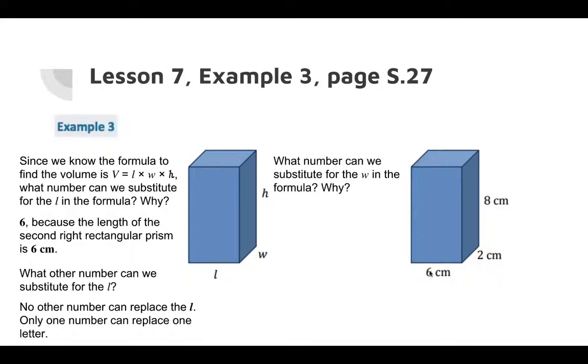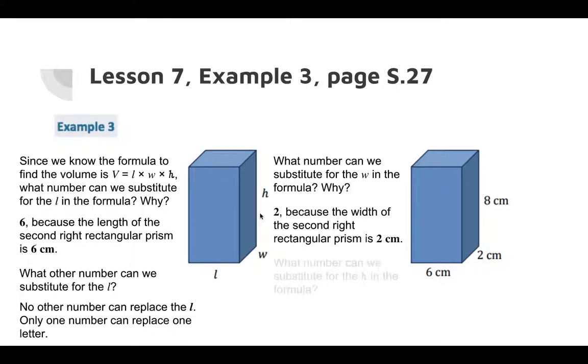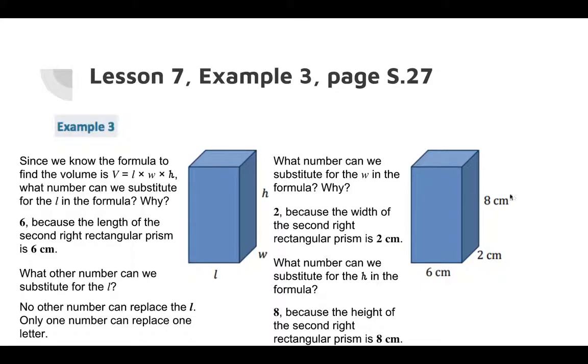What number can we substitute for the W? Okay, it's down here. 2, because the width of the second rectangular prism is 2 centimeters. And for the height, what number can we substitute? It's 8. It's the only number that's left, and because it is the height of the second rectangular prism right here.